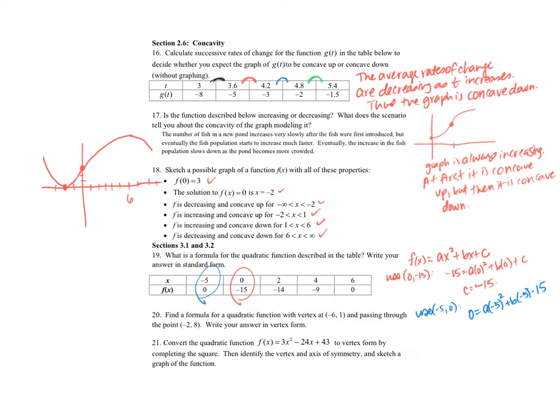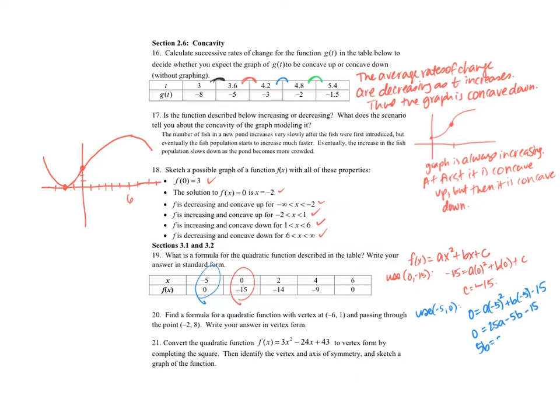So -5 squared is 25 minus 5b, and I'm going to add the 15 over. And so if I want, I can, well, let's do it this way. Maybe I'll leave that 15 over there. And I can add the 5b over to the other side.